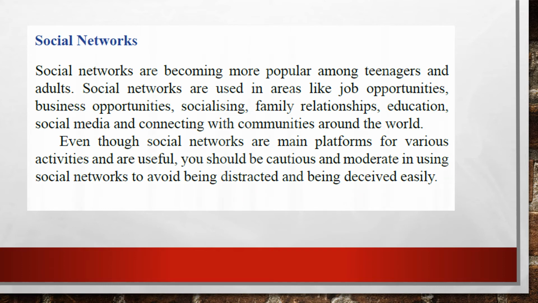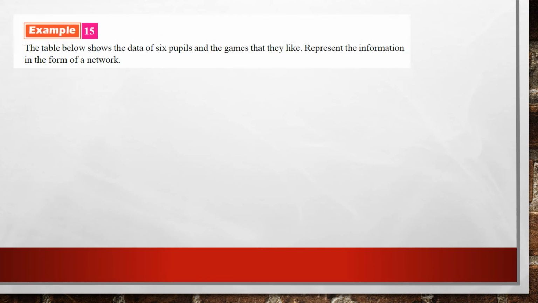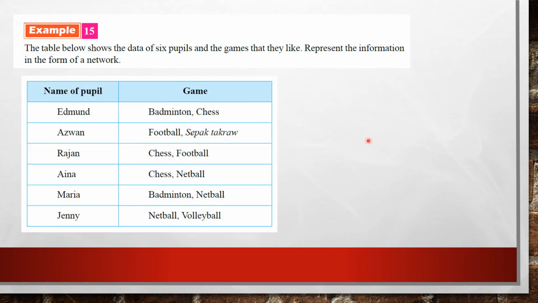So now we look at example 15. The table below shows the data of 6 pupils and the games that they like. Represent the information in the form of a network. Given the name of pupil, Edmund likes badminton and chess. Azwan likes football and sepak takraw. Rajan likes chess and football. Aina likes chess and netball. Maria likes badminton and netball. And Jenny likes netball and volleyball.